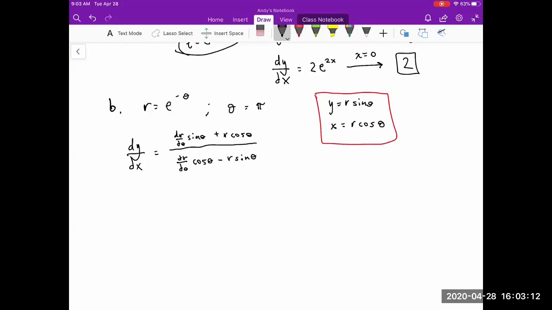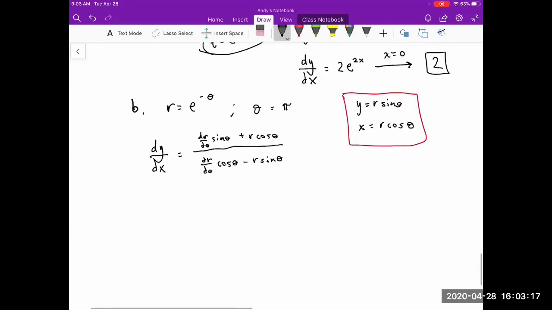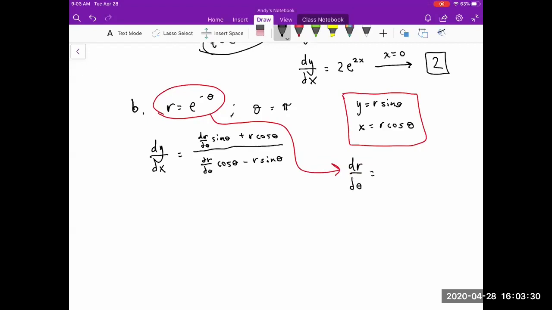I hope that's pretty clear. But now we have to plug in to see what these things are. So we know r is this, right? That means we can actually find dr d theta. The derivative of r with respect to theta is the derivative of e to the negative theta. Theta is our variable we're taking derivatives with respect to here. So it's itself, but by chain rule you multiply by the derivative of the power, which is negative 1. So it's negative e to the negative theta is what I'm getting.